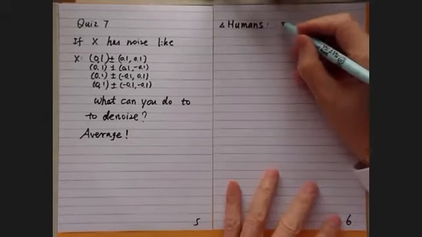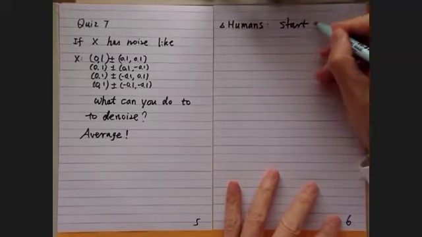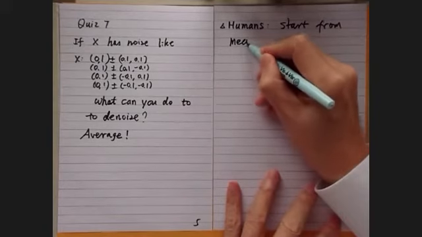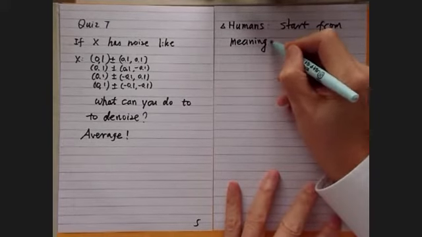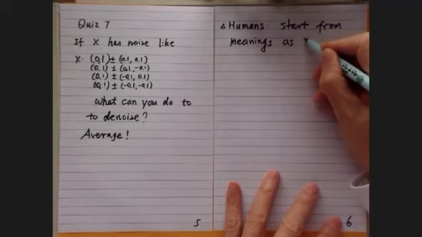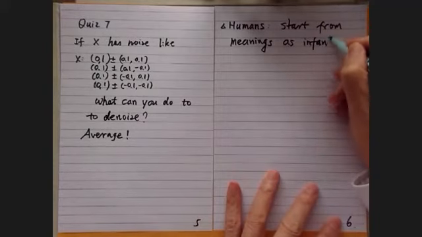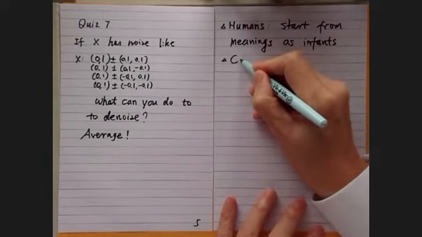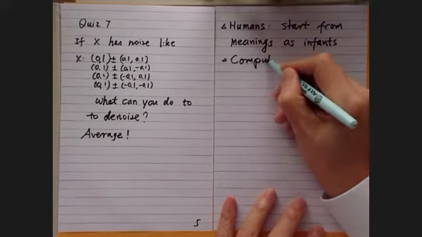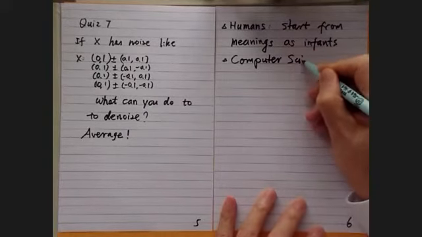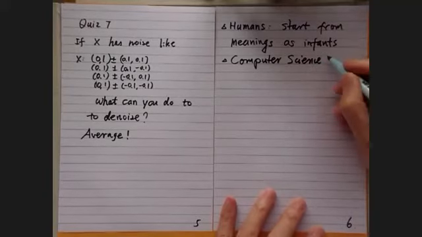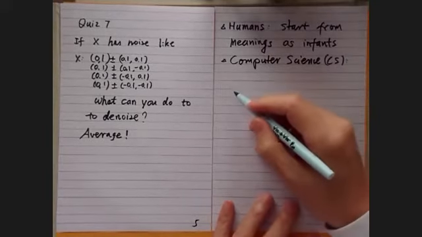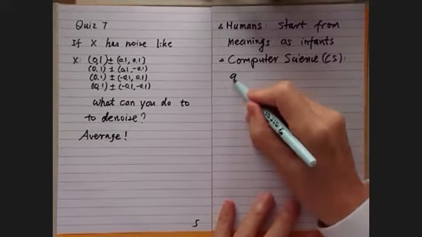So humans start from meanings, as infants, baby time, right? And in computer science, I don't know how many people really understand the importance of what I teach here. I will put it on YouTube; many people probably overlooked it.